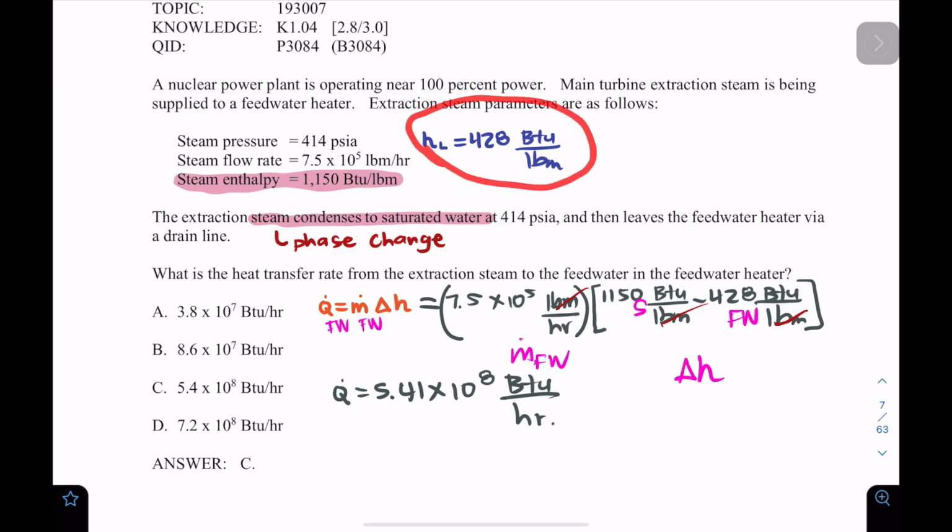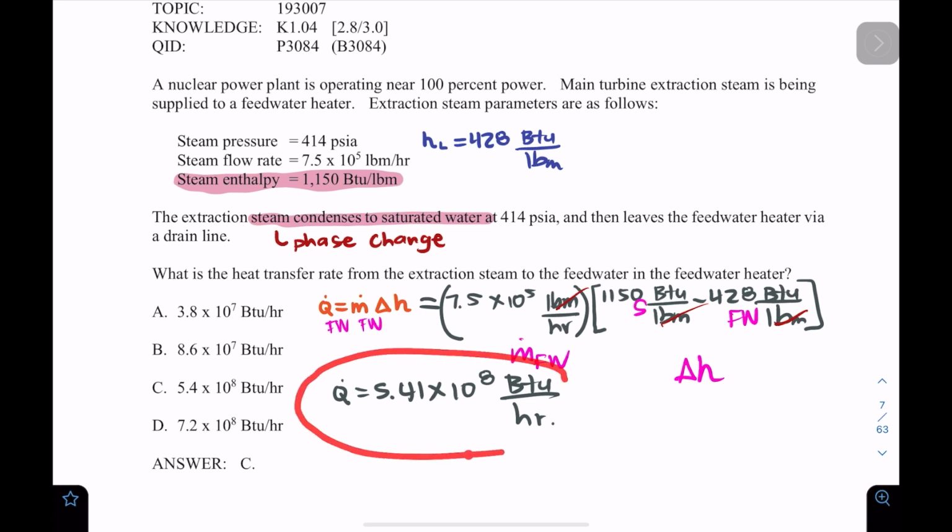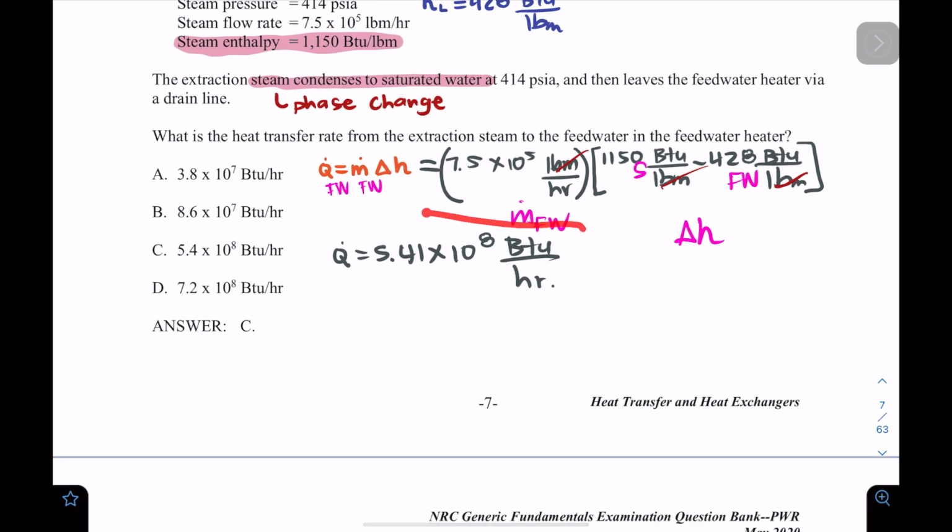We will get this on the liquid side because we're given a liquid and then the gas, so we get the one from the liquid, or the fluid. Then we just plug and play, and we end up getting this value, which is 5.4 times 10 to the 8.